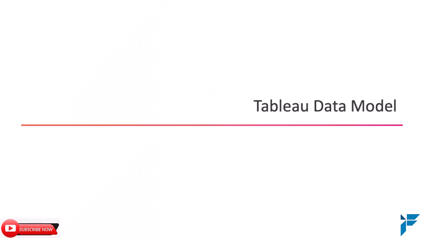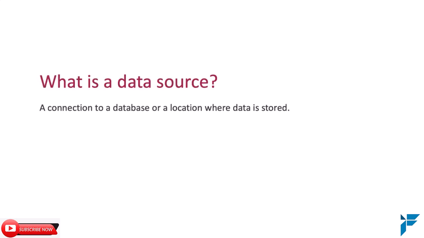Let's talk about what a data model in Tableau is and how it can be created via the data connection pane. Before we jump into Tableau's data model, let's first understand what a data source is. A data source is a connection to a database or a location where data is stored. You can also save a data source to a file in Tableau. Tableau calls this file a .tds file extension, indicating that it is a saved data source. We will talk about this file extension in a future clip.